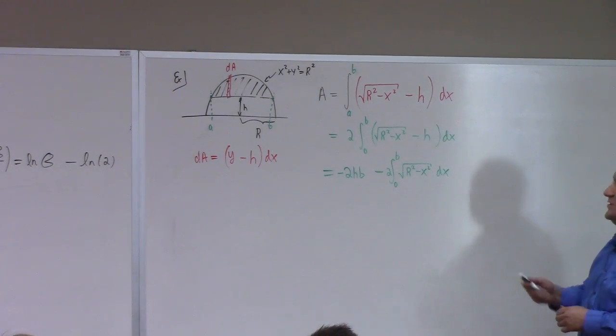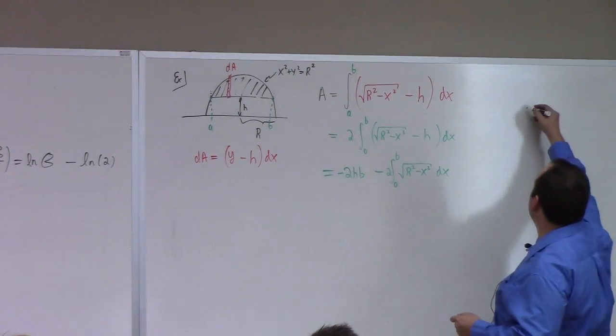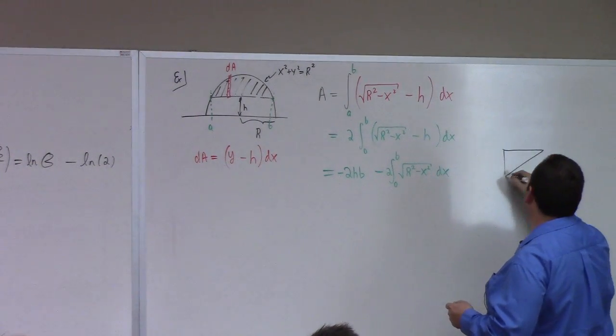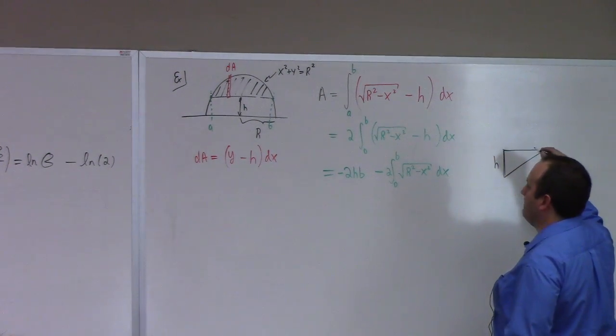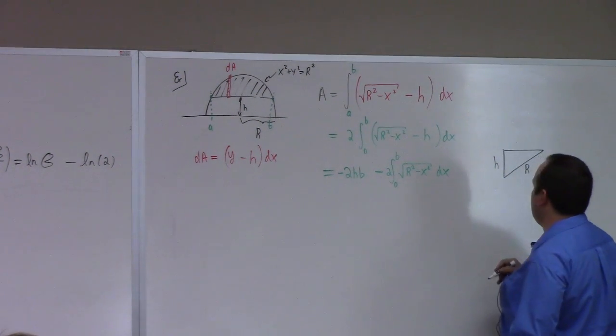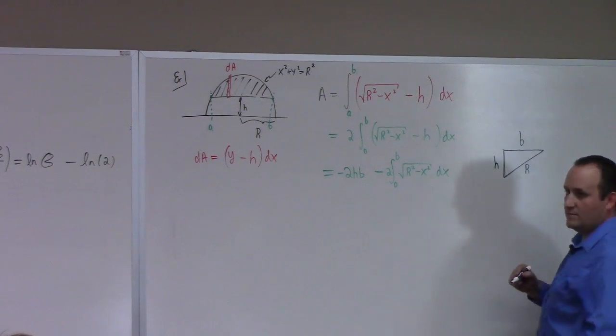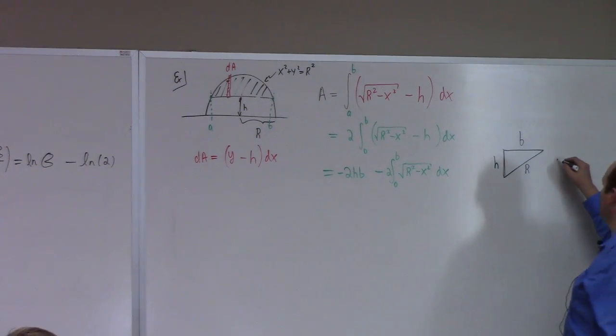What is b? You can figure it out from this triangle, right? So we have h, the radius r here, right? And this is b. So b is equal to what?